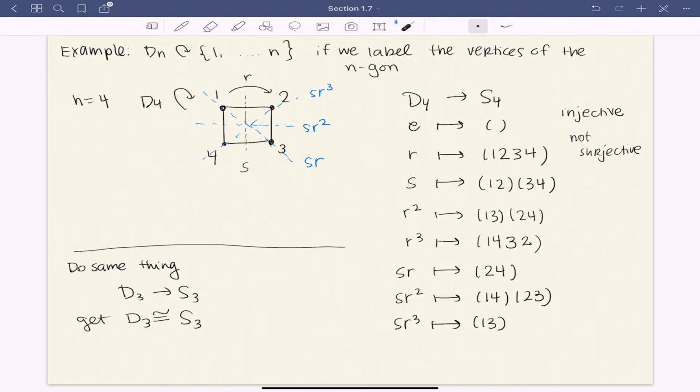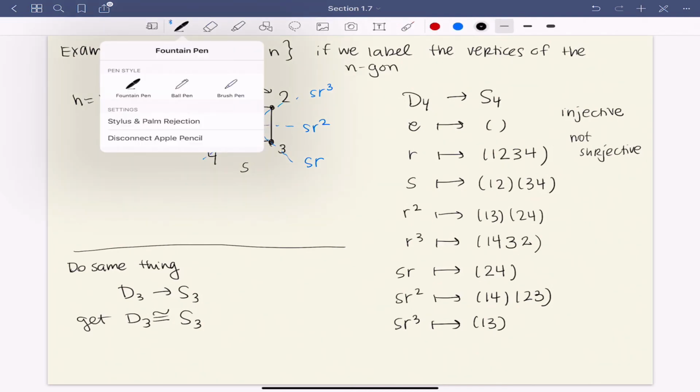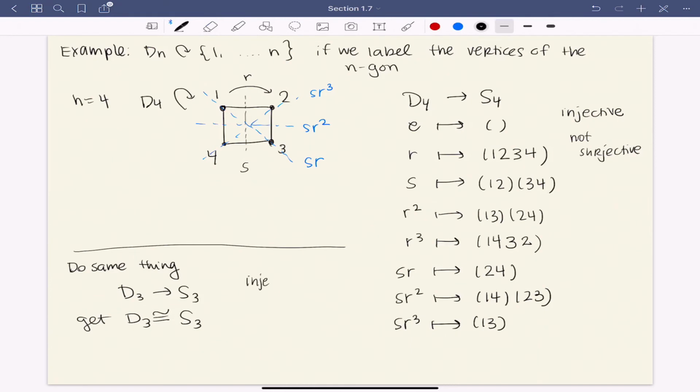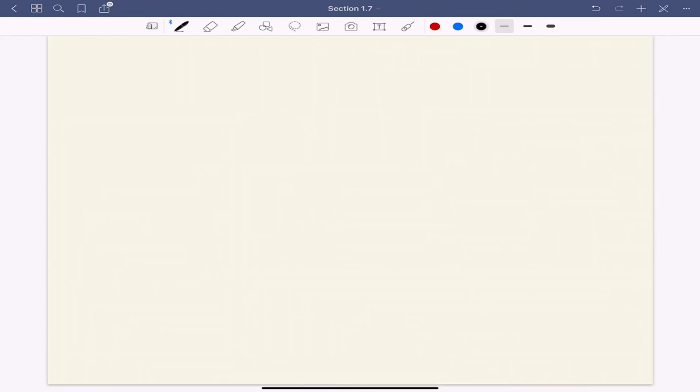But if we do the same thing for D3 and S3, you can actually see that the map is injective and surjective. And it's a group homomorphism, and so it's a group isomorphism. So the last thing I want to tell you is about 3 important group actions that we'll study in greater depth later, but will start showing up right now on your qualifying exam problems.